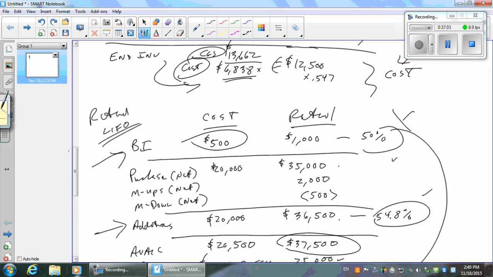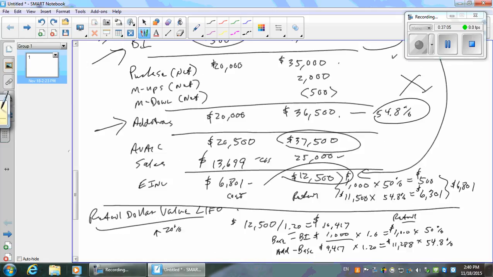We had 50% from last year, 54.8 from the addition this year, and that's going to give me my inventory at cost. So how much is that? 500, which is the original layer. 11,288 times 0.548. 6,186. And you add it together. 6,686. Okay, that's your ending inventory at cost, right?